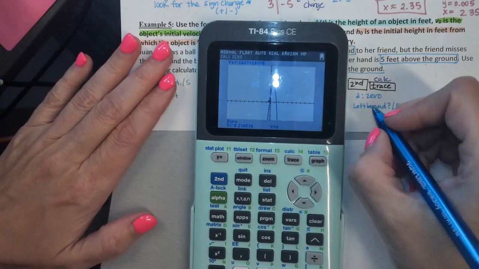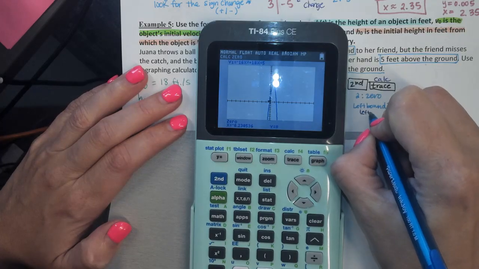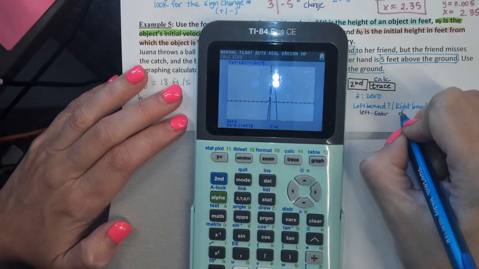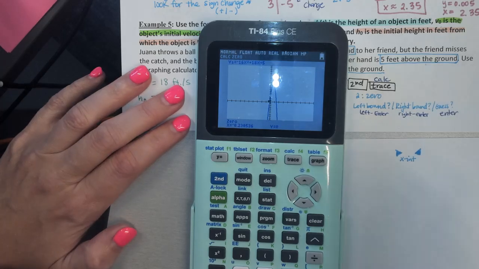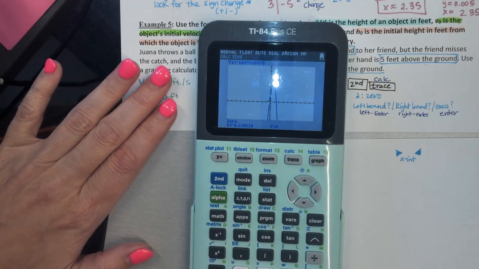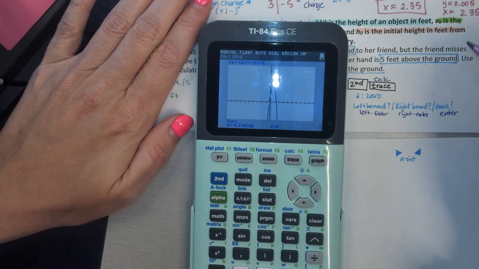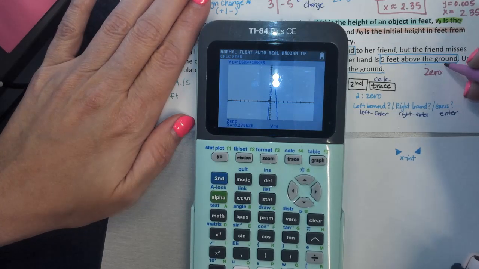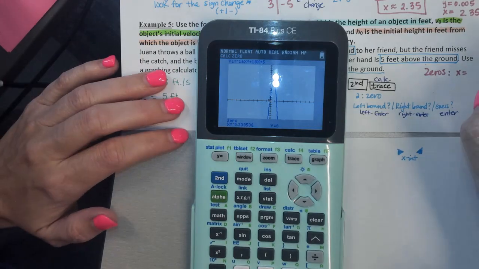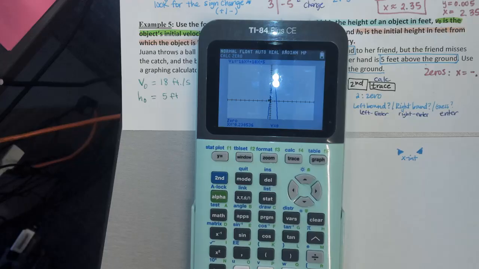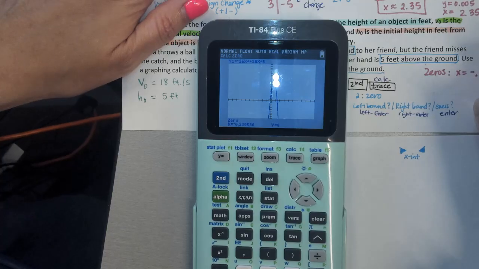So left bound, you have to go to the left of the 0, press enter. Then you have to go on the right of the 0, press enter. For the guess, you can just press enter. You don't have to go anywhere special. And then it will tell you what your 0 is. So one of your zeros is going to be at x equals negative point, and this said to round to the nearest tenth. So if it's 0.23, it's just going to be negative 0.2.